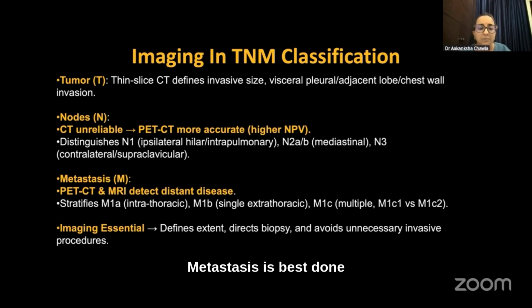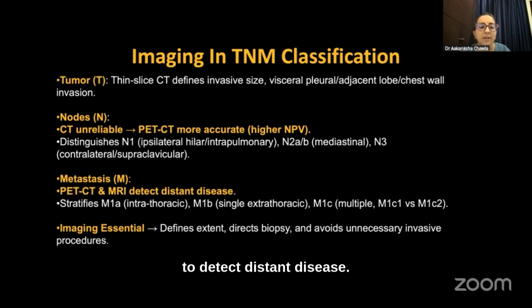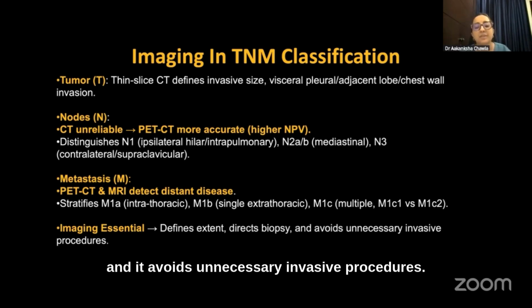Metastasis is best detected with PET CT and MRI to detect the distant disease, and it stratifies M1A, M1B, and M1C disease. Imaging is essential. It defines the extent, it helps guide you to where to take the biopsy from, and it avoids unnecessary invasive procedures.